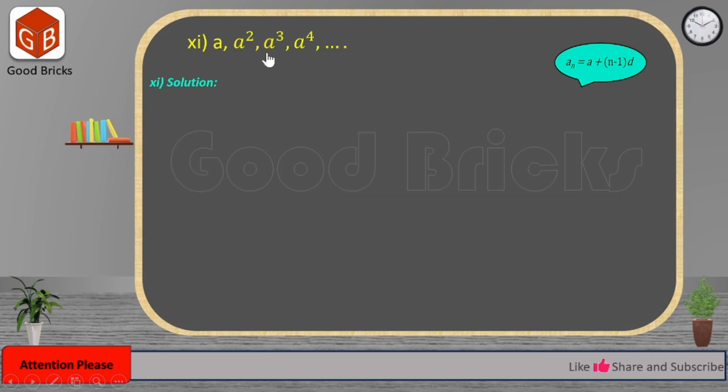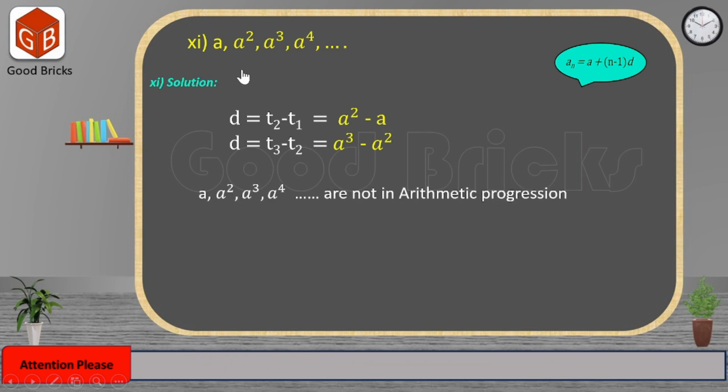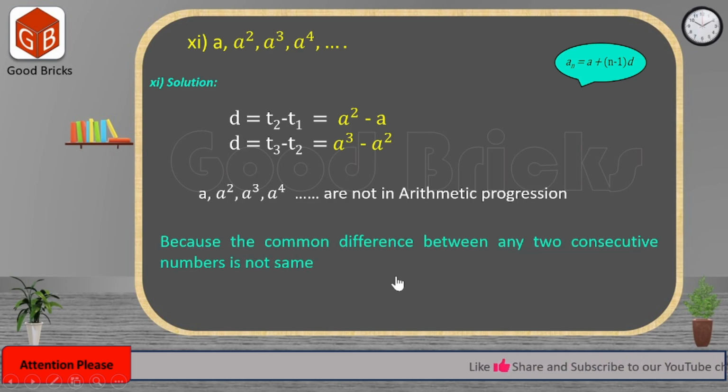If we look at this 11th bit and try to find the difference between term 2 and term 1, you will get a square minus a. The difference between term 3 and term 2 is a cube minus a square. These differences are not equal, so we can say that this given series is not in arithmetic progression, because there is no common difference between any two consecutive numbers.